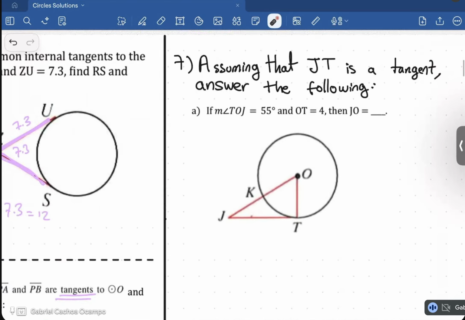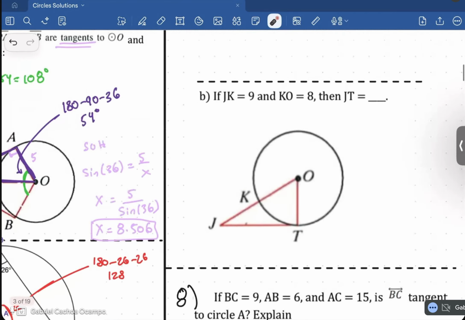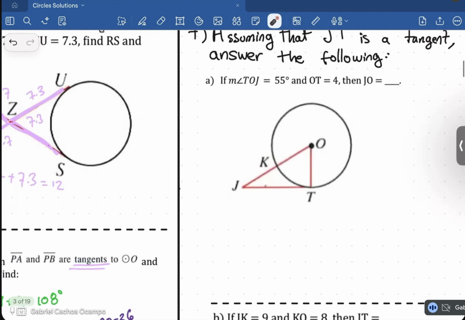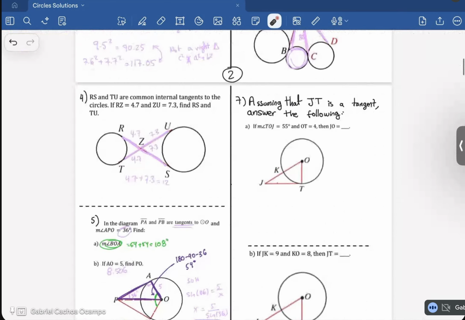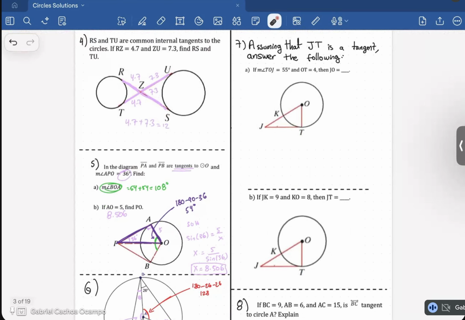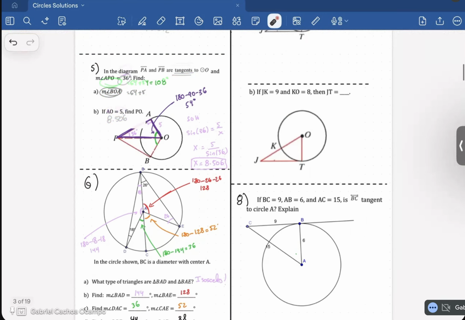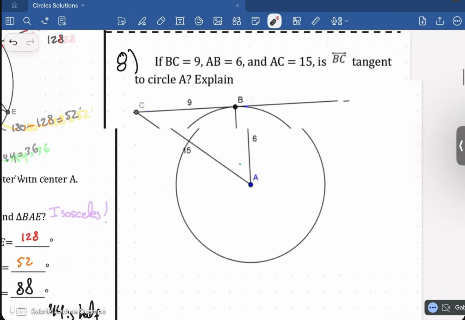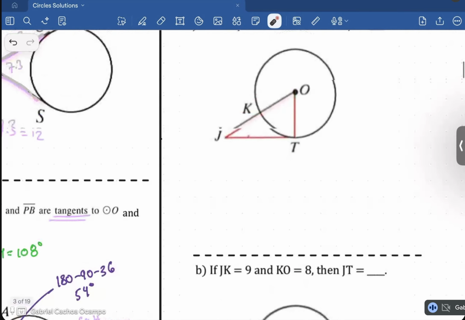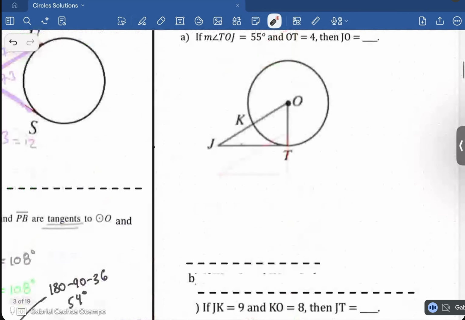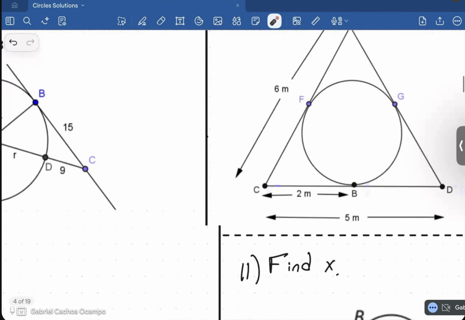Okay, problem number 7 is completely just doing the same as we did before. So I'm going to skip it. You try to do it by yourselves. I'm going to write the answers and you can check it. Problem number 8 as well. You need to check if this is a tangent. How do you check if this is a tangent? Well, you need to use the converse of the Pythagorean theorem. You need to check that actually this is a right triangle. I will write down the answers and you can check. But try to do these problems by yourselves.